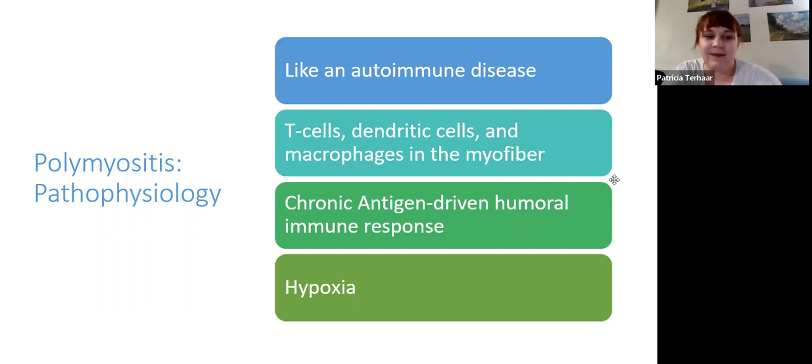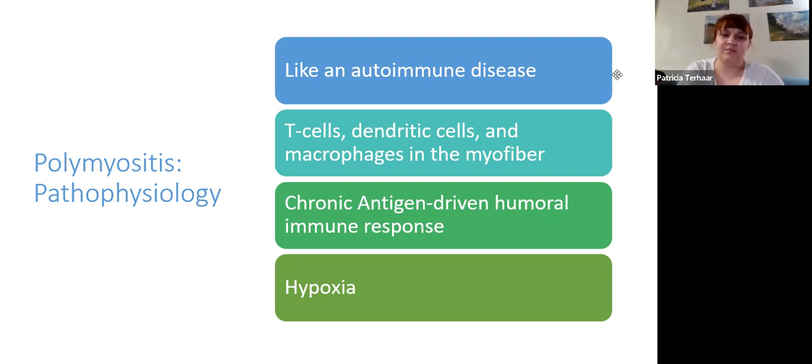Next, we have the pathophysiology. What most of the literature states is that it's very similar to an autoimmune disease, but they don't quite equate it to one. The T cells, dendritic cells, and macrophages are in the myofiber, and they induce myofiber necrosis. So they're basically attacking the muscle cells.